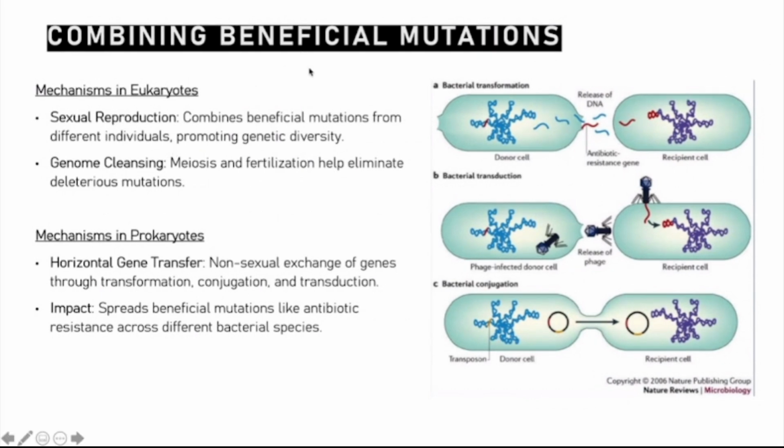Okay, so in this slide, we have to learn how we pass on these beneficial mutations. In eukaryotes, there are two mechanisms: sexual reproduction and genome cleansing. Sexual reproduction is very straightforward. We are able to pass on our genetic information to our offspring, and this promotes genetic diversity. In genome cleansing, we're able to remove and delete our deleterious mutations. These are mutations which result in non-functional proteins. So we're able to get rid of these non-functional proteins within meiosis and fertilization.